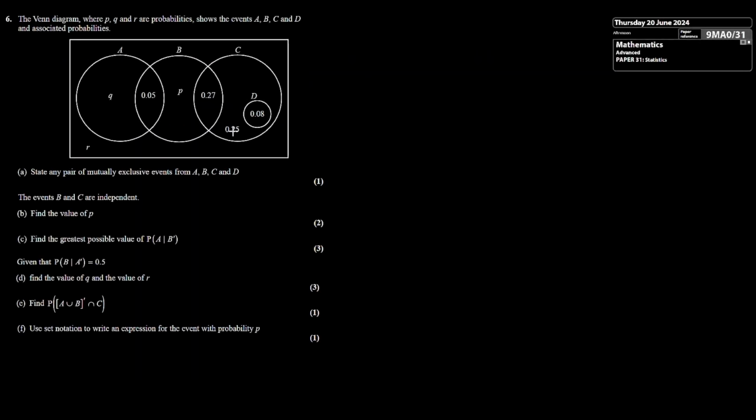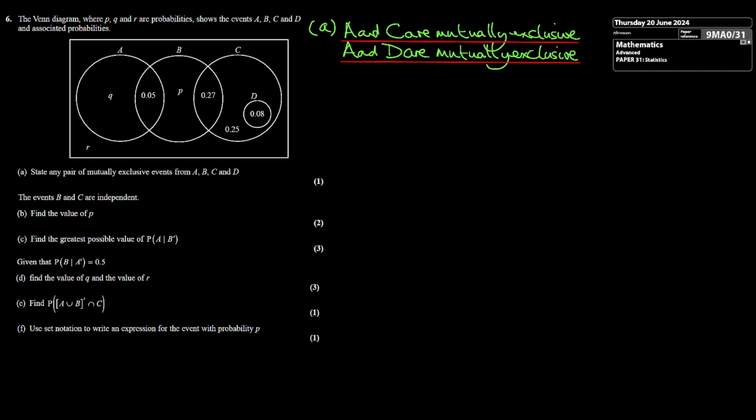Okay, question 6, a Venn diagram question. Let's dive straight in. Part A. State any pair of mutually exclusive events from A, B, C, and D. These are events which don't overlap. So I can say that C and A will be mutually exclusive, as indeed would D and A. So either of those two will get you the 1 mark available here.